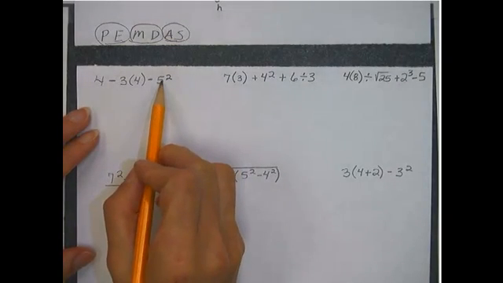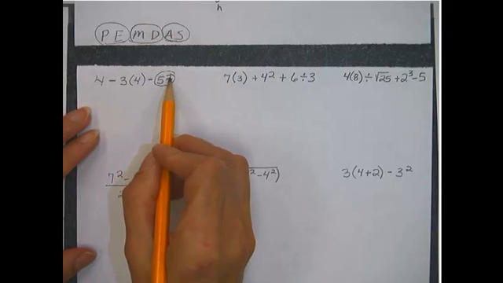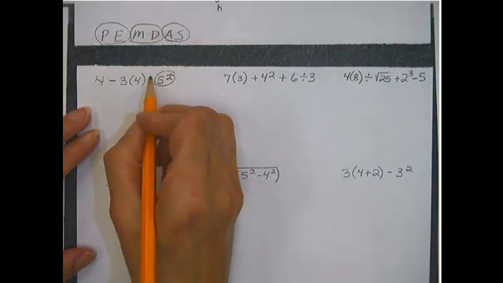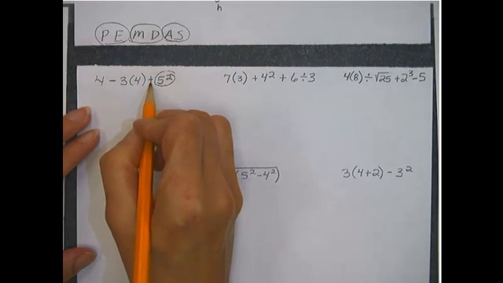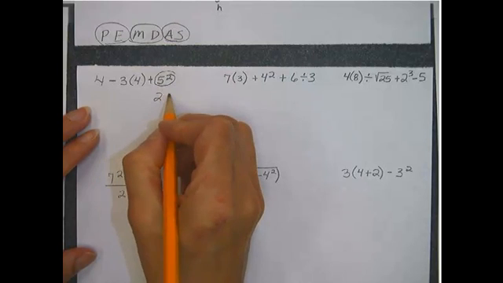Here, the very end of my problem has an exponent. I'm going to have to take care of that first. 5 squared means 5 times 5. And that is going to be, actually I'm going to change this just because I don't want to run into issues later. 5 times 5 is going to be 25.